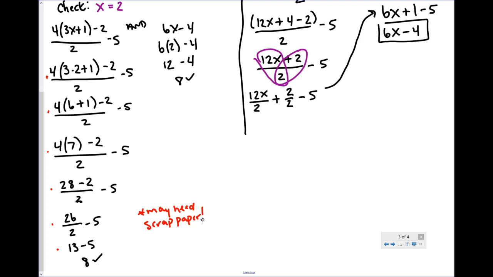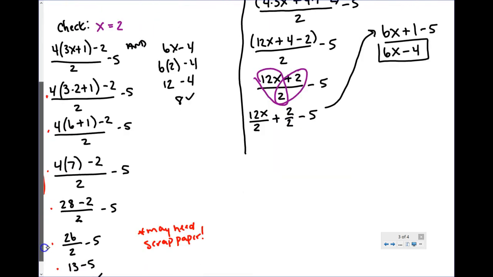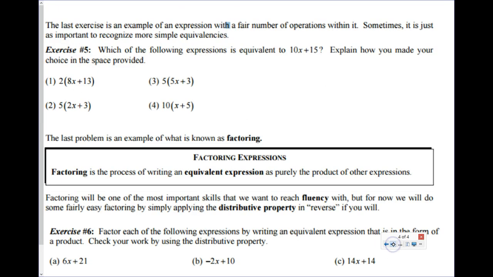But it's really important that you have your work neat and organized. Now I know for sure that my answer is correct because they both gave me 8, so I've completed this problem. Okay? The final part of this lesson is called factoring, and we're going to briefly go over this. This is going to come up later in the year, but I want to introduce it now.